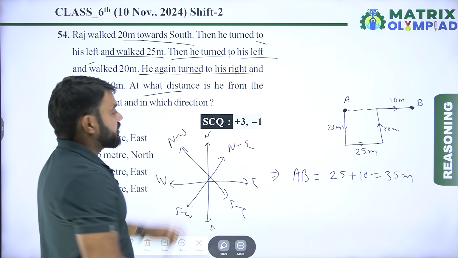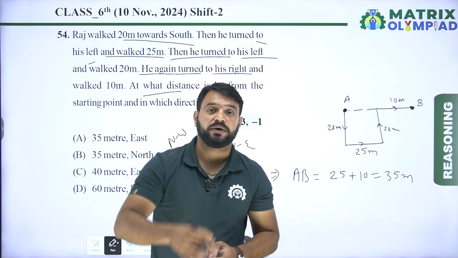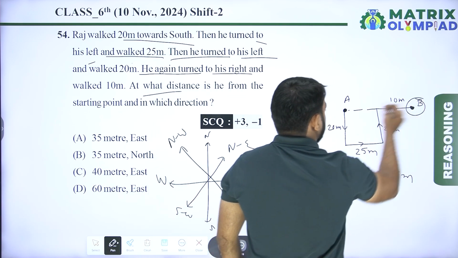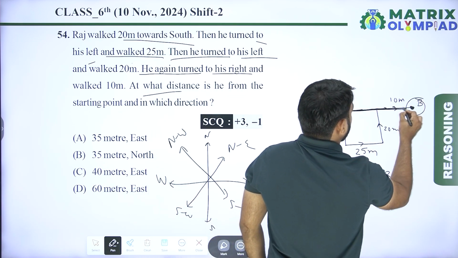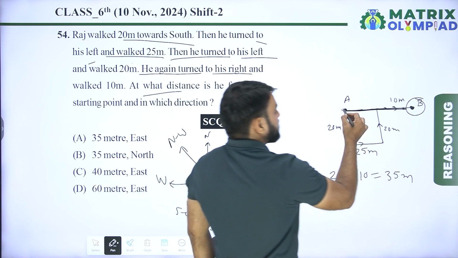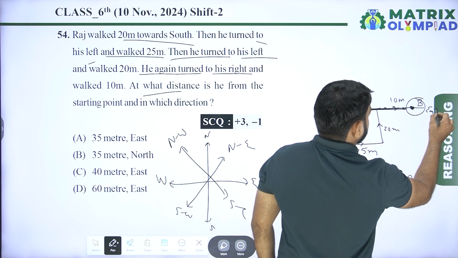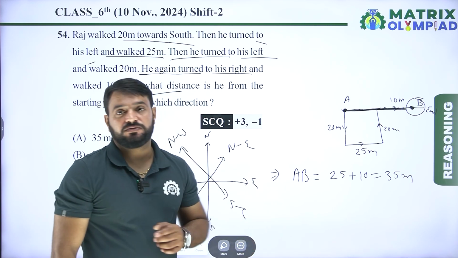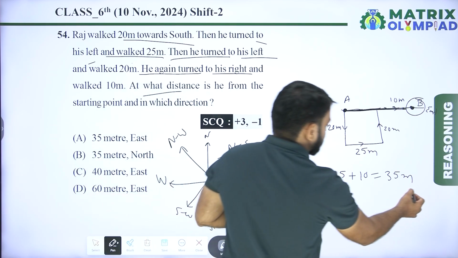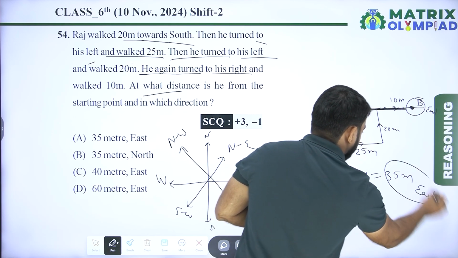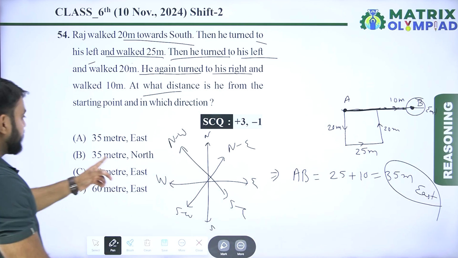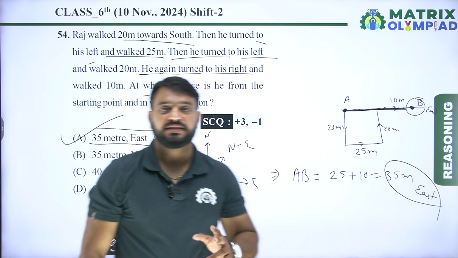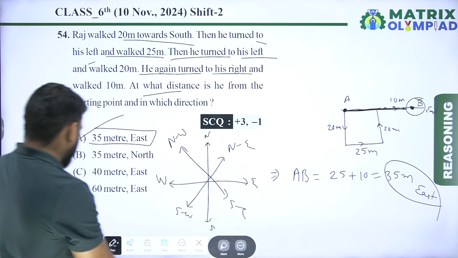Now, in which direction? Find the direction of the final point with respect to the starting point. So the final point will be just east of the starting point, because this is the east of the starting point. So 35 meter east is the correct answer of this question. So here 35 meter east, it means option A is the correct answer. Let's move on to the next question.